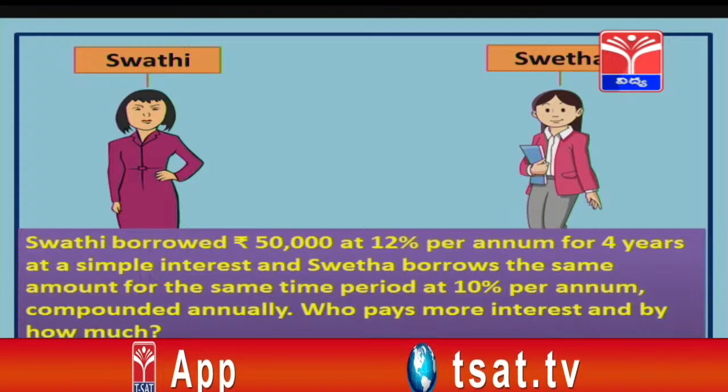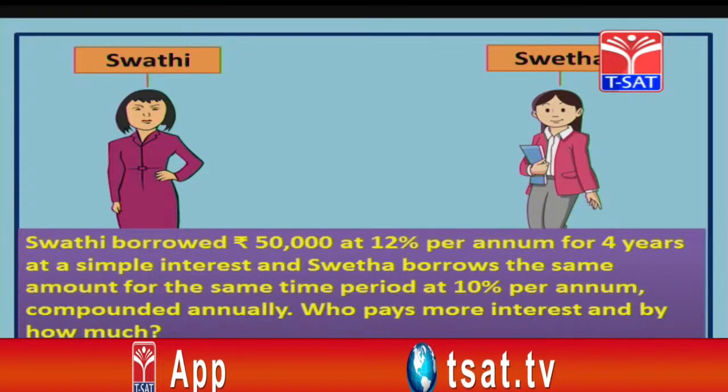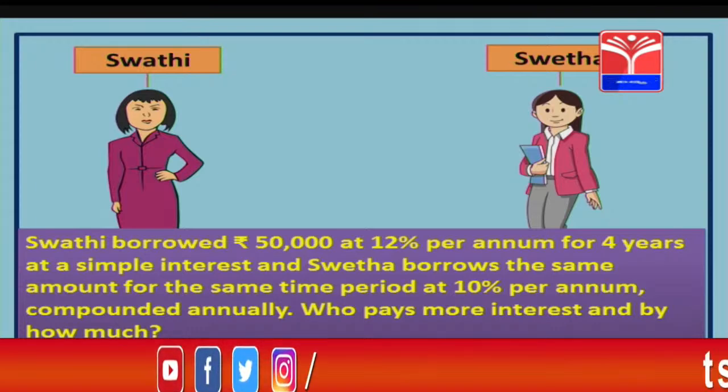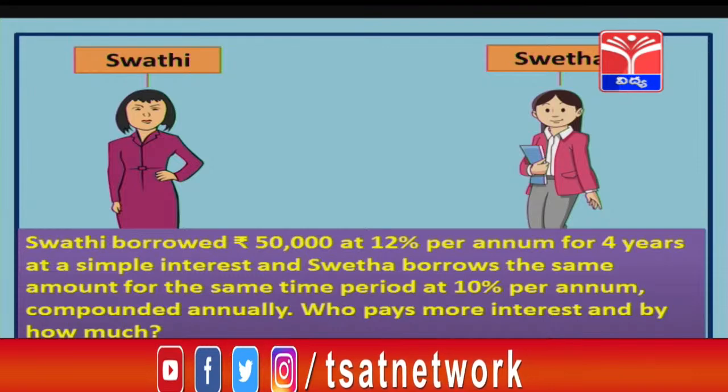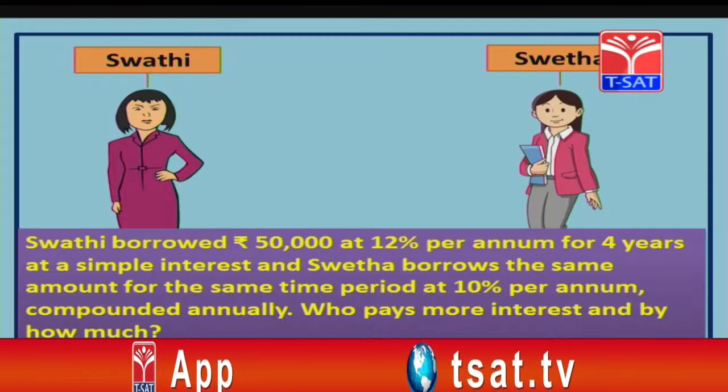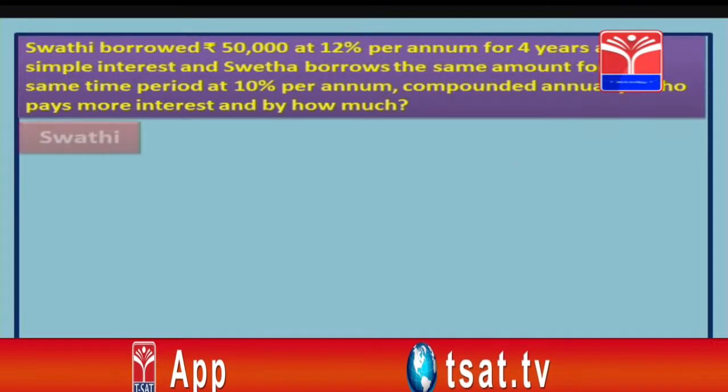Swati borrowed 50,000 at 12% per annum for 4 years at simple interest, and Sweta borrows how much? The same amount, and the time period is the same, but at 10% per annum compounded annually. Now, let us see who has to pay more interest and by how much. Okay? So, let us see the case of Swati.